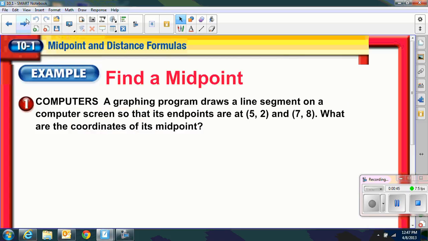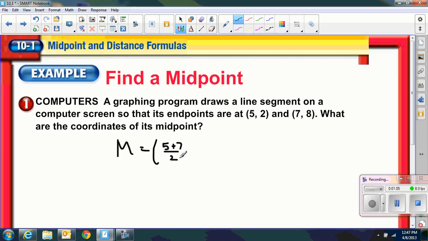So let's give one a try here. A graphing program draws a line segment on a computer screen so that its endpoints are 5, 2, and 7, 8. What are the coordinates of the midpoint? Well, the midpoint can be given by simply taking the sum of the x's over 2 and the sum of the y's over 2, which makes this midpoint 5 plus 7, or 12 over 2, or 6, and 2 plus 8, or 10 divided by 2, or 5. So the midpoint of this line segment is at the point 6, 5.